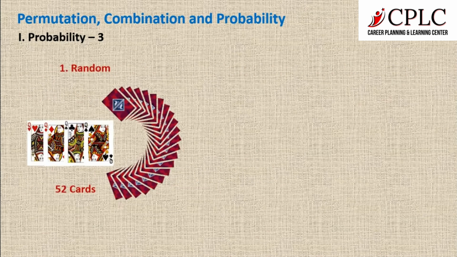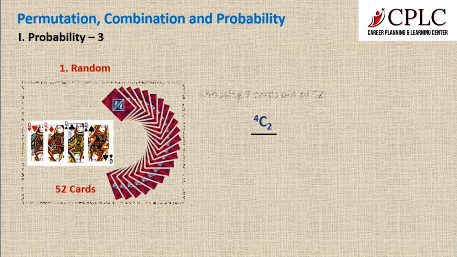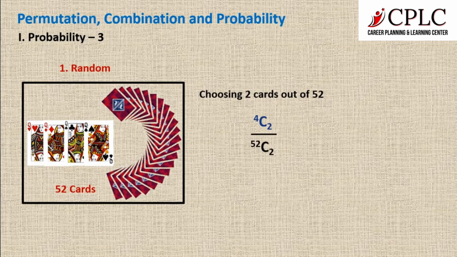So 52 cards, choosing 2 queens out of 4 queens can be done in 4C2 ways, but because we were supposed to figure out the probability, divide by the sample space, which will be choosing 2 cards out of 52 cards, given by 52C2. So the answer to your first question, random selection, both are queens: 4C2 divided by 52C2. Simplification, if required based on options, you can do that, or most of the time you'll find the options in this particular format only.